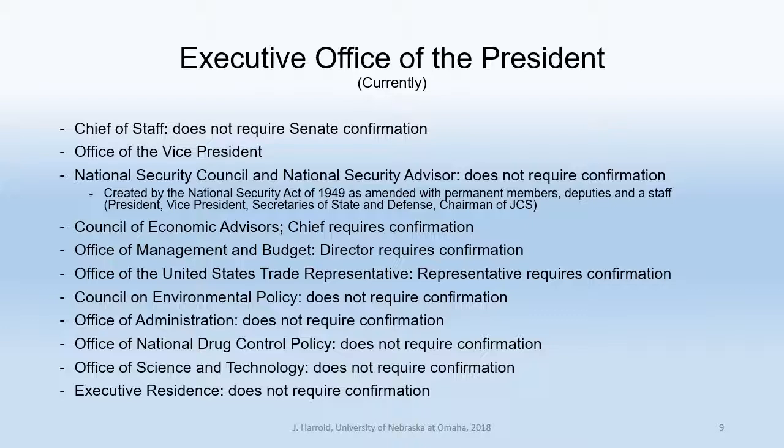But look who requires confirmation and who doesn't. Of course, the chief of staff to the president doesn't require Senate confirmation, although arguably some chiefs of staff have been the second most powerful person in government, really, more powerful than the vice president in many cases. Look at the ones who do require confirmation. The Office of Management and Budget, who is really the budget coordination office for the executive branch. That requires confirmation. The Office of the United States Trade Representative requires confirmation. There are offices that don't require confirmation, and you can see those there.